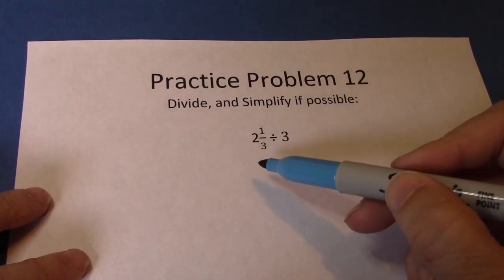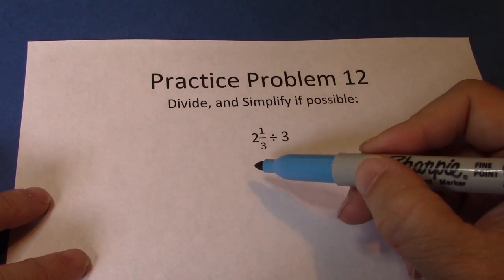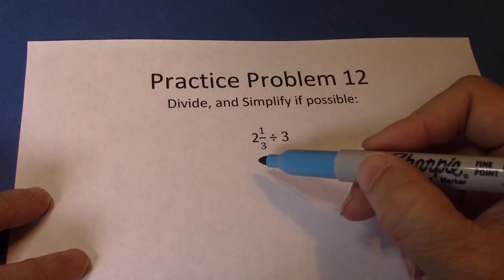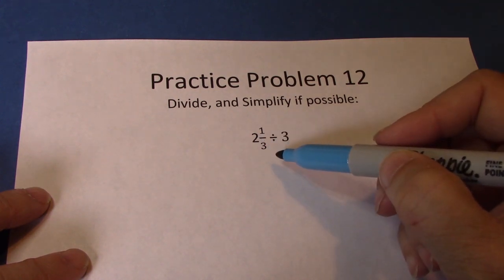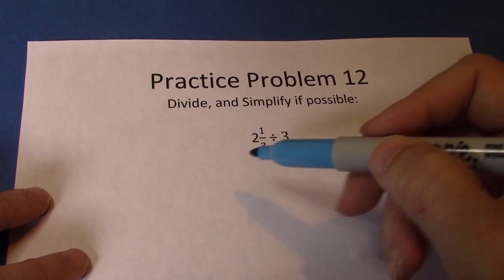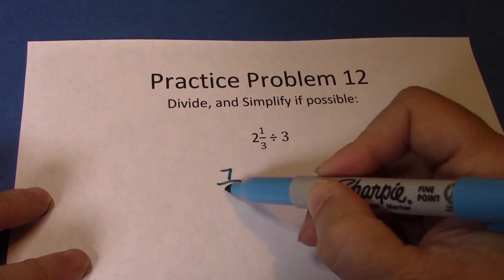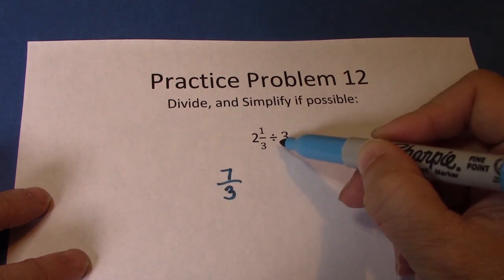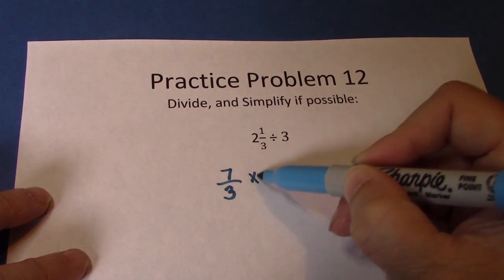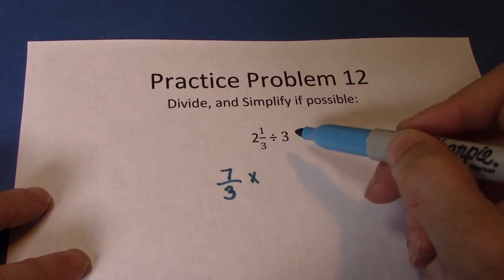Problem 12 is another division problem. And we've got a mixed fraction, so we need to convert that to an improper fraction first. Multiply the whole number by the denominator. 2 times 3 is 6. Add the numerator, that's 7. 7 what? 7/3. Change the division to multiplication and flip the reciprocal.